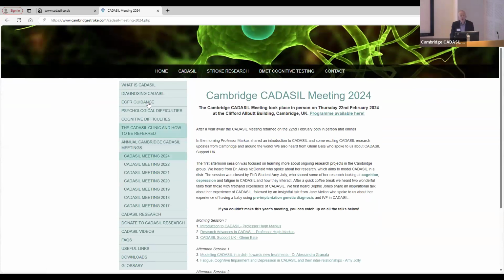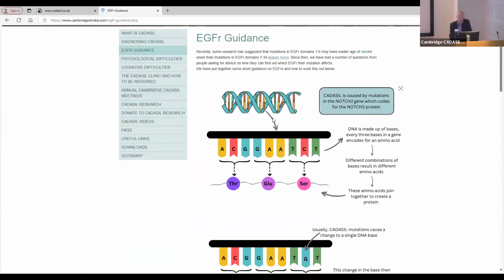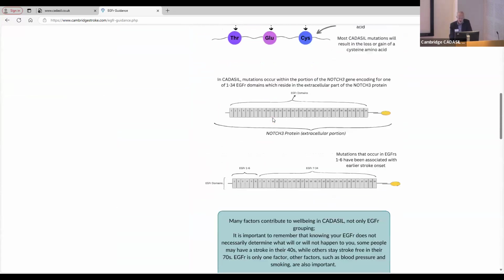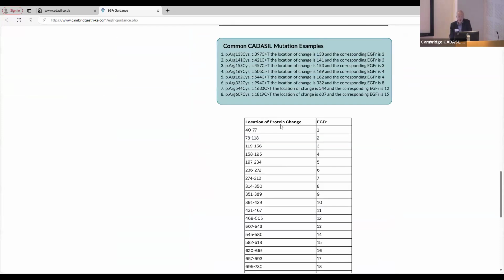And also, a lot of people ask about the EGFR and the position of the EGFR, this mutation site. So Amy's kindly produced something on this. I wouldn't get too hung up about it, because in the end, you can't change your genetic variant, and you can change things like your behavior and your risk factors. So that's much more important. But if you do want to find it out, Amy's done a nice diagram here of it, and she's done a table where you can actually find out where the abnormality is, where your protein changes.